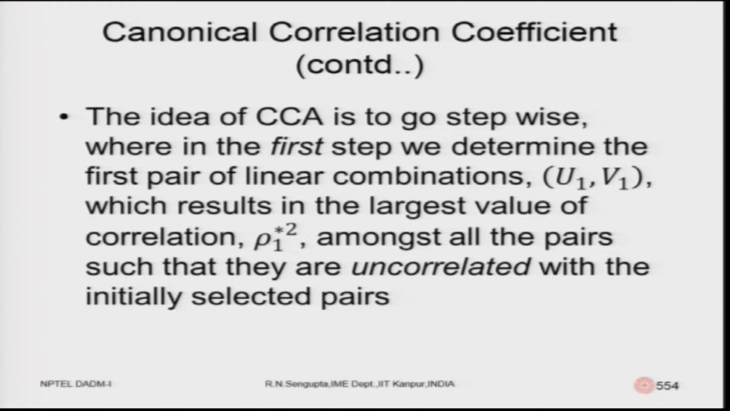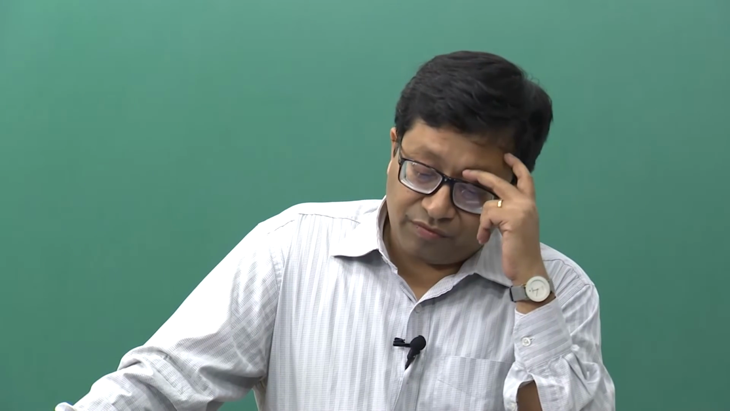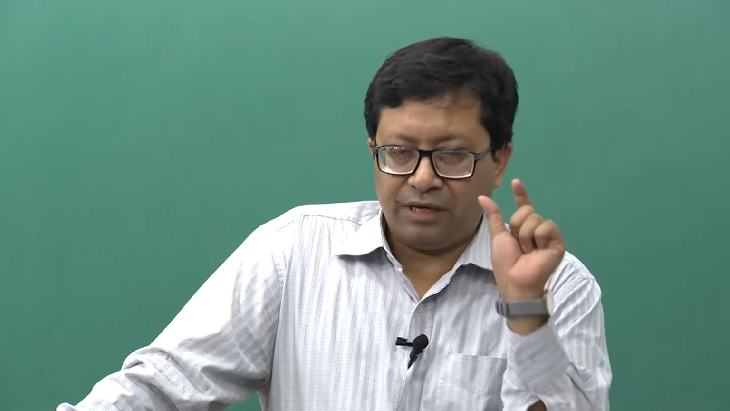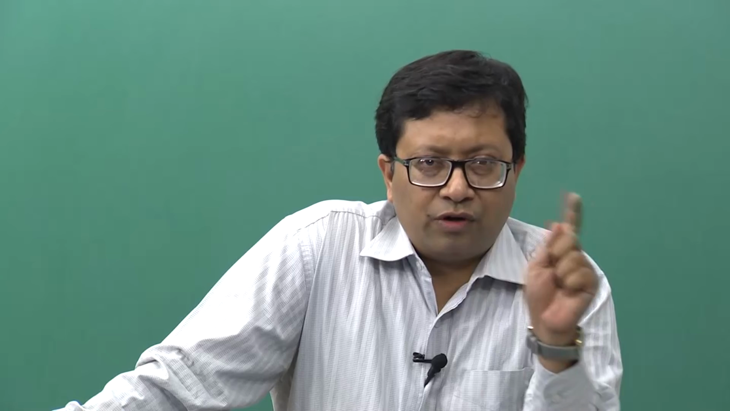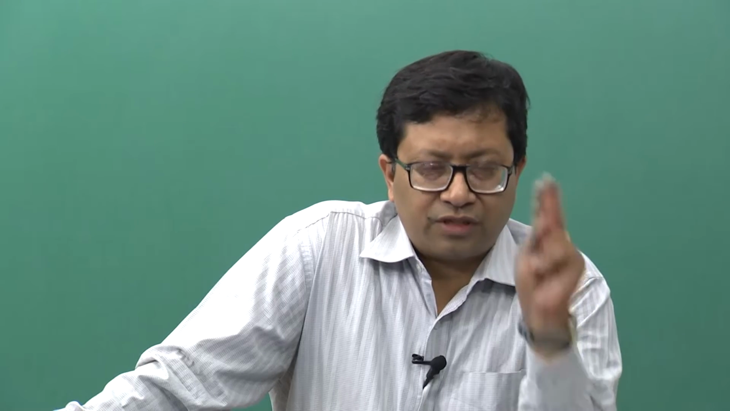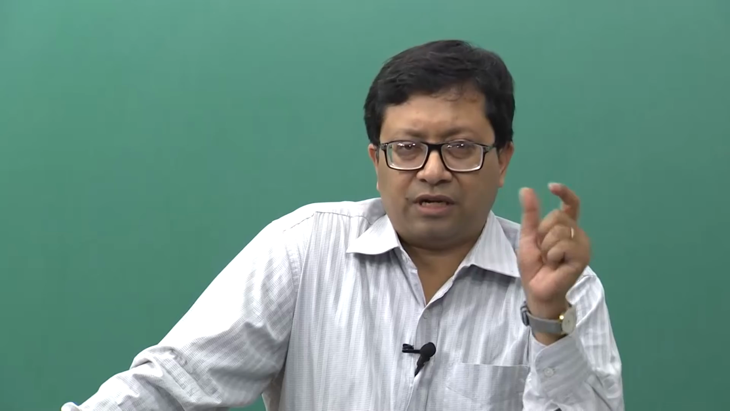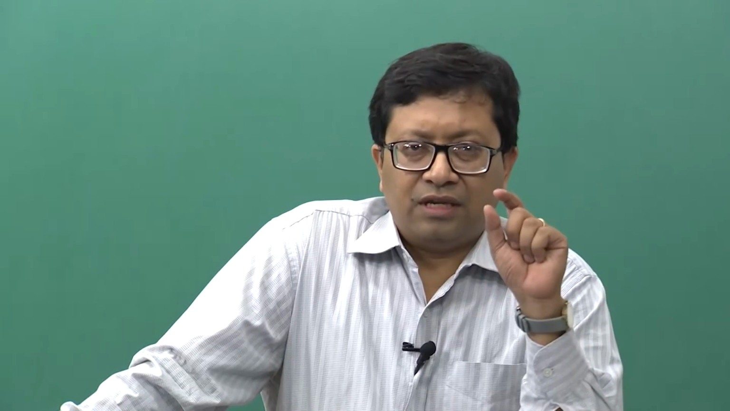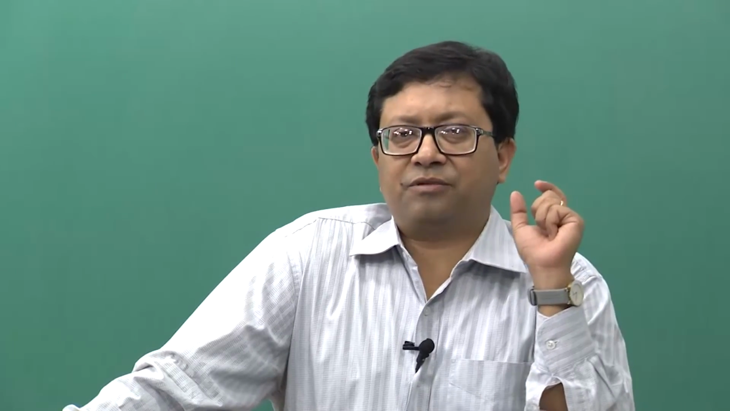Now, what do we do in the canonical correlation method? We go step by step. In the first step, we determine the first pair of combinations. u would be a vector, and similarly v would be a vector. You want to find the relationship between the first element of u, which is u1, depending on how the combinations have been set up, and v1, such that it takes out the maximum amount of correlation existing between u and v.